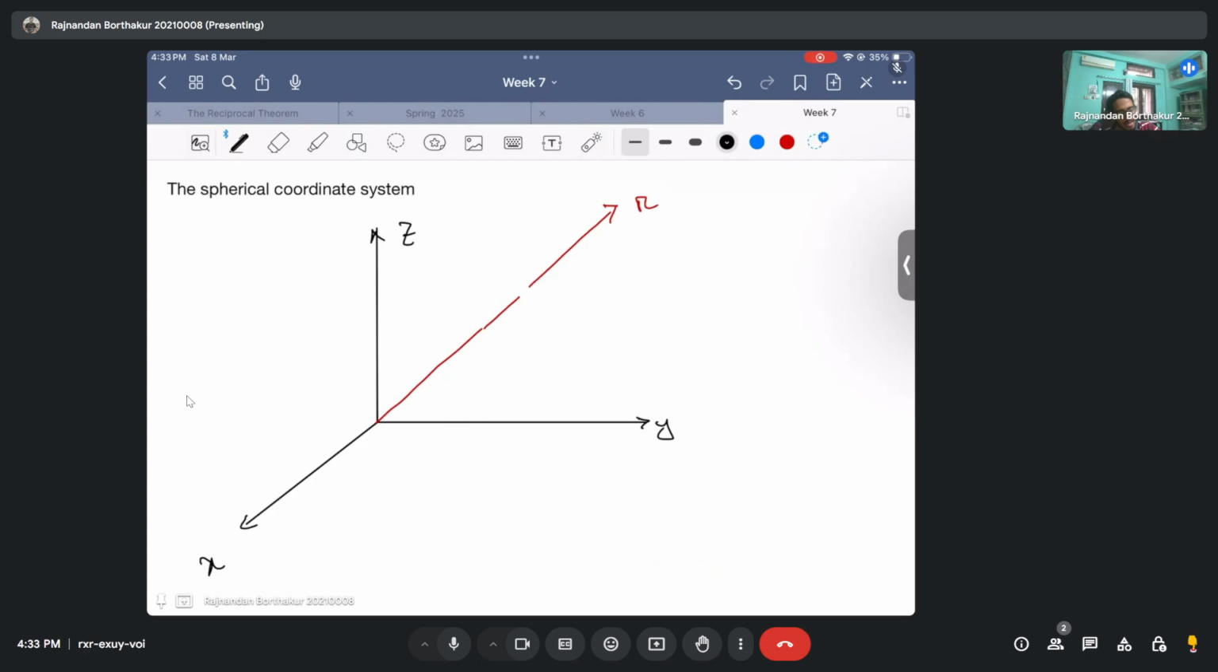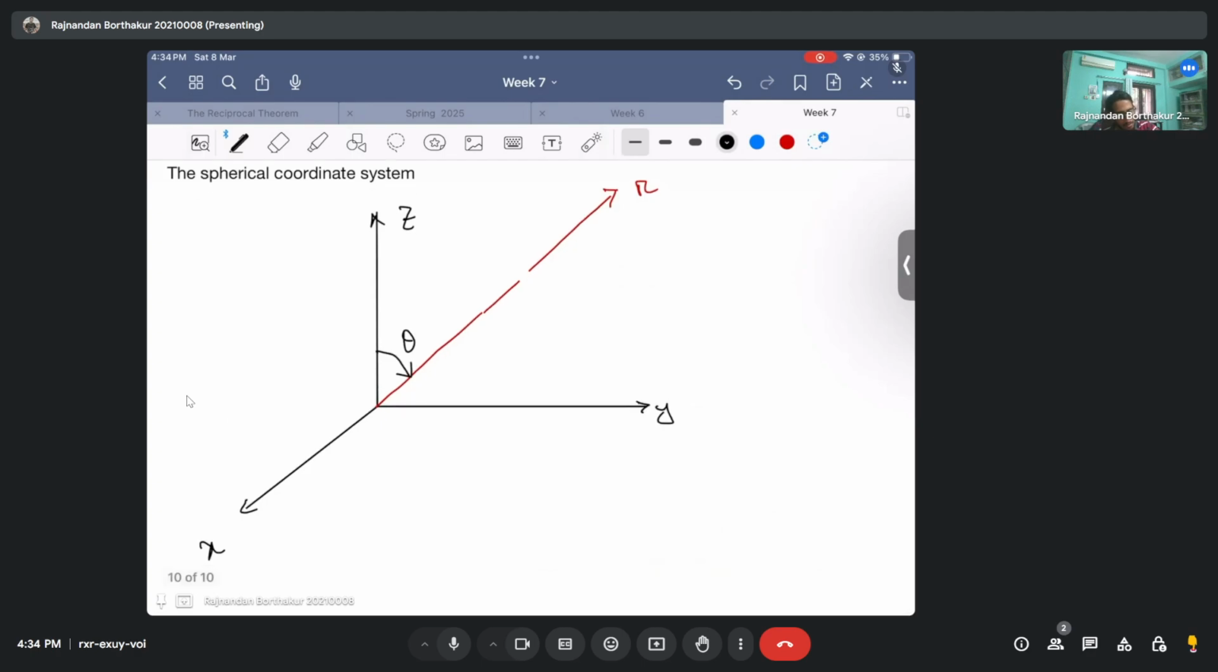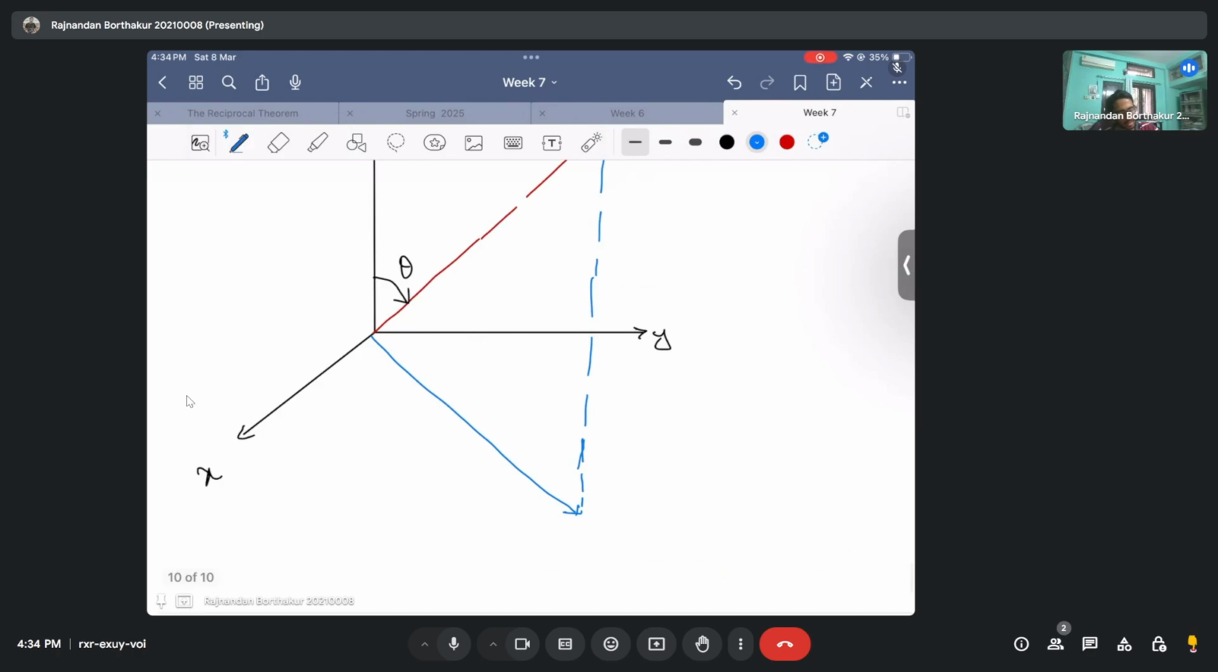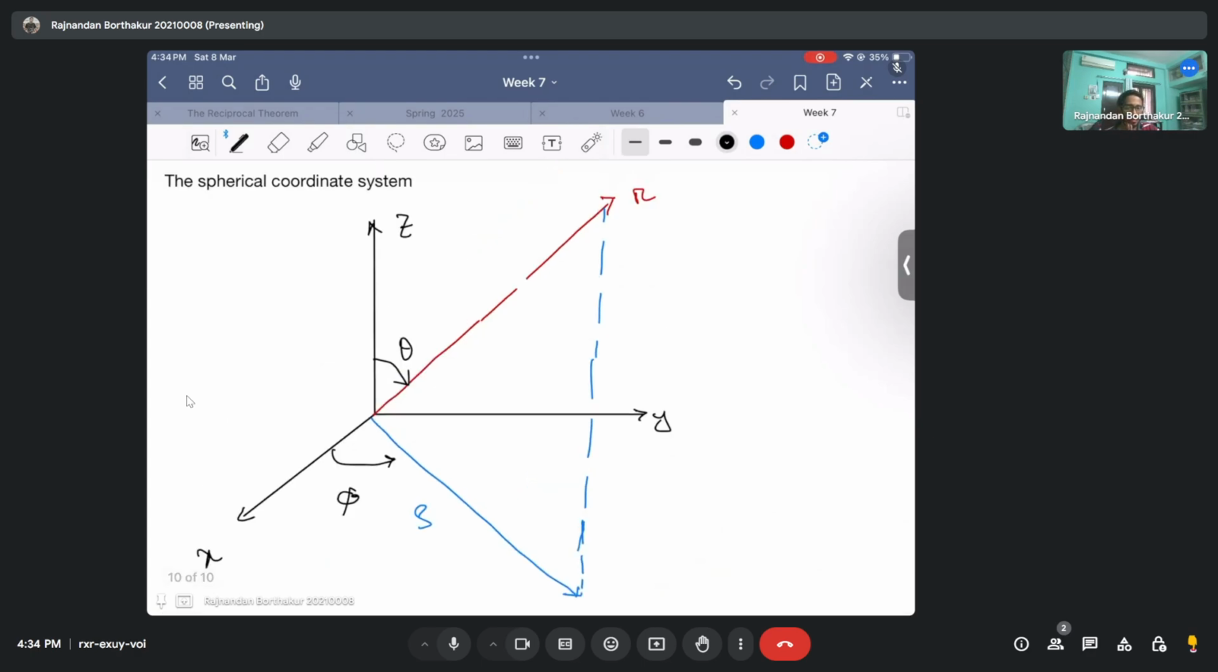The angle that this R vector makes with the Z vector is known as theta, and this is nothing but the polar angle used in the spherical coordinate system. If I project this R vector onto the xy plane, I end up getting this vector known as rho, and this rho is the cylindrical radius. The angle that the cylindrical radius makes with the x-axis is given as phi, and this phi is your azimuthal angle.